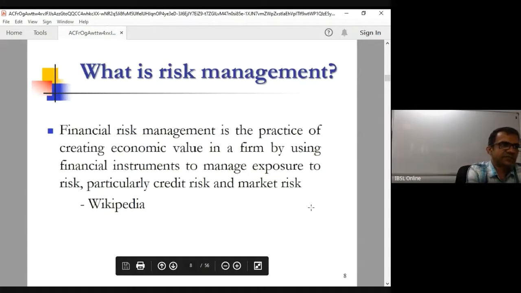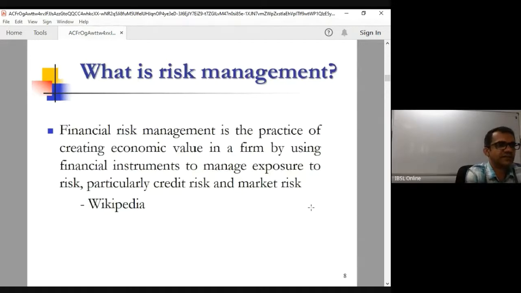So this is another definition for risk management. Again, it's linked to financial risk management. It's the practice of creating economic value in a firm by using financial instruments to manage exposure to risk, particularly credit risk and market risk.